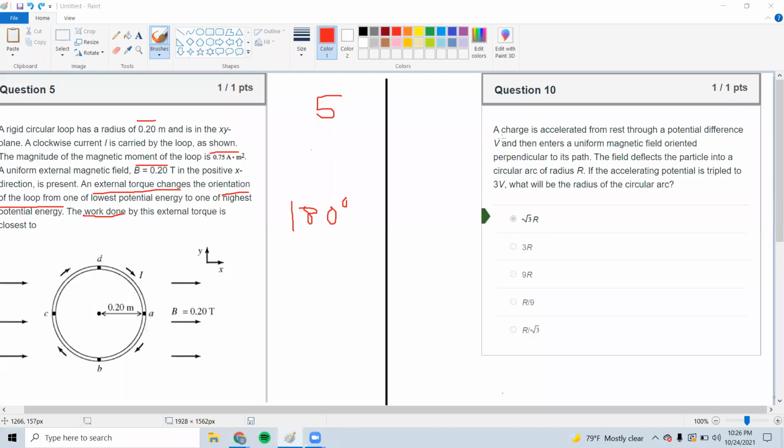Question 10 asks, a charge is accelerated from rest through a potential difference V and then enters a uniform magnetic field oriented perpendicular to its path. The field deflects the particle into a circular arc of radius r. If the accelerating potential is tripled to 3V, what will be the radius of the circular arc?